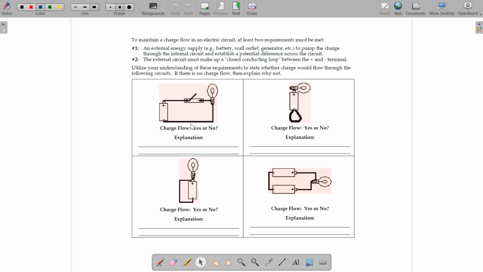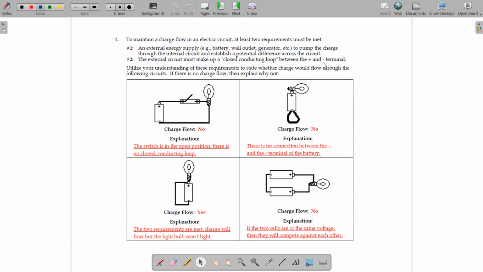Okay? So guys, go ahead and look at the three remaining examples and determine whether or not we're going to have charge flow and decide on the explanation why or why not. So go ahead and pause this video and look at that really quickly, and then play the video in order to see the answers. Okay, now that you had an opportunity to think about it, here are the answers.